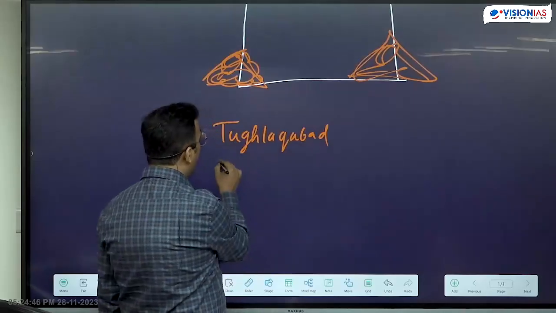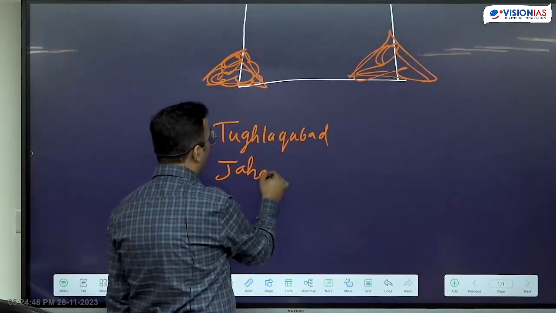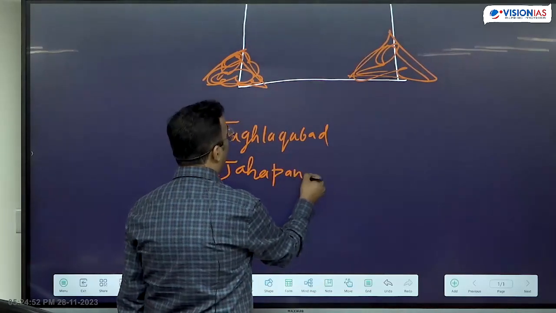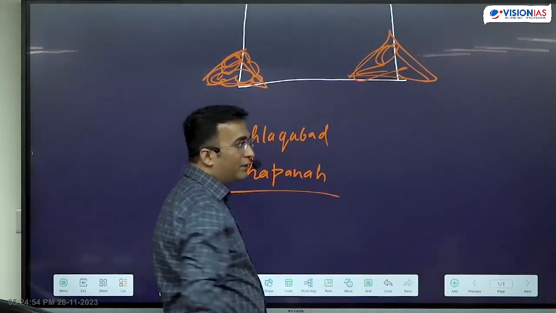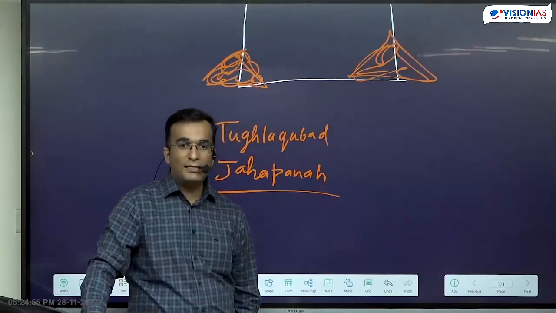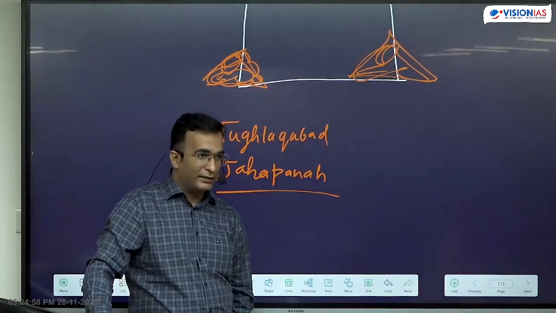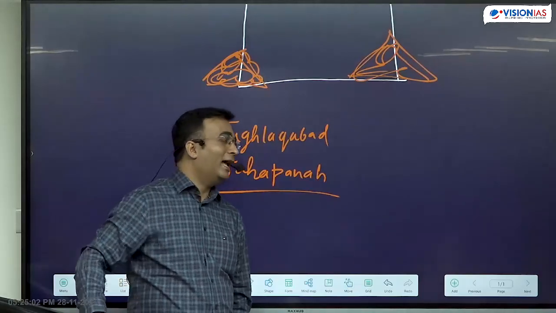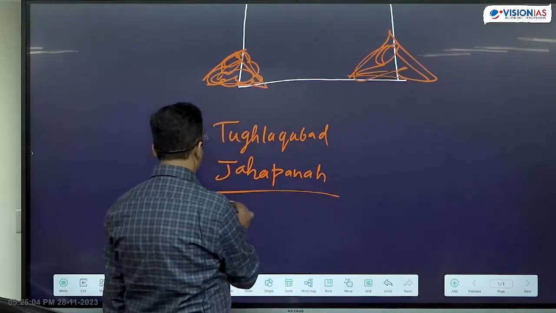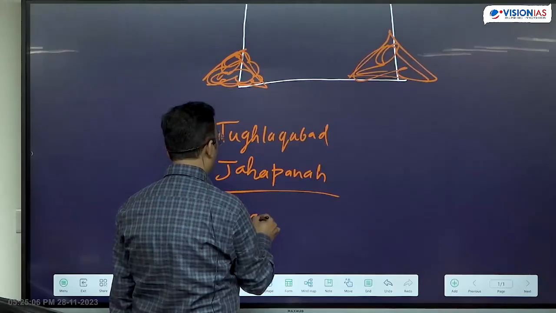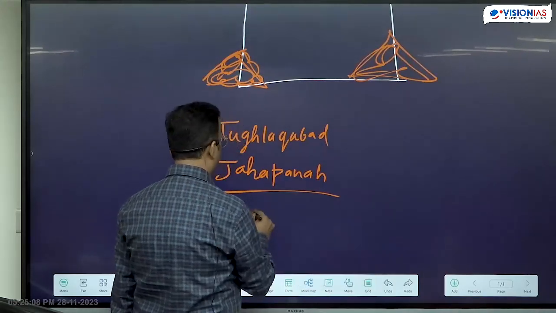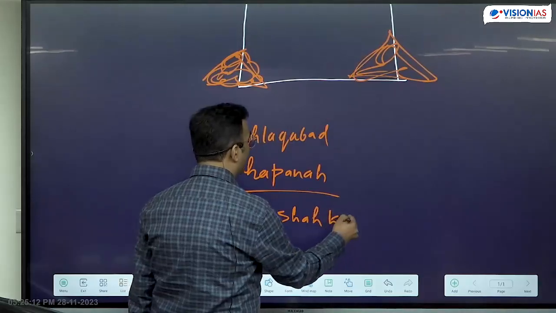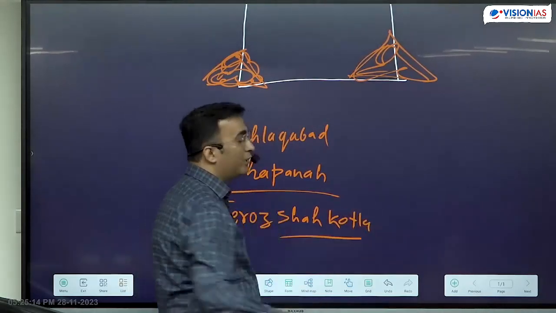The second one was Jahanpanah. Jahanpanah was created by Muhammad bin Tughlaq, and this is the area of Saket in Delhi. ठीक है, Saket तो पता है ना, नाम तो सुना है. So area of Saket in Delhi. And then the last one was Firozabad or Firoz Shah Kotla. Now already you know where it is. ठीक है. So Firoz Shah Kotla was created by Firoz Shah Tughlaq.